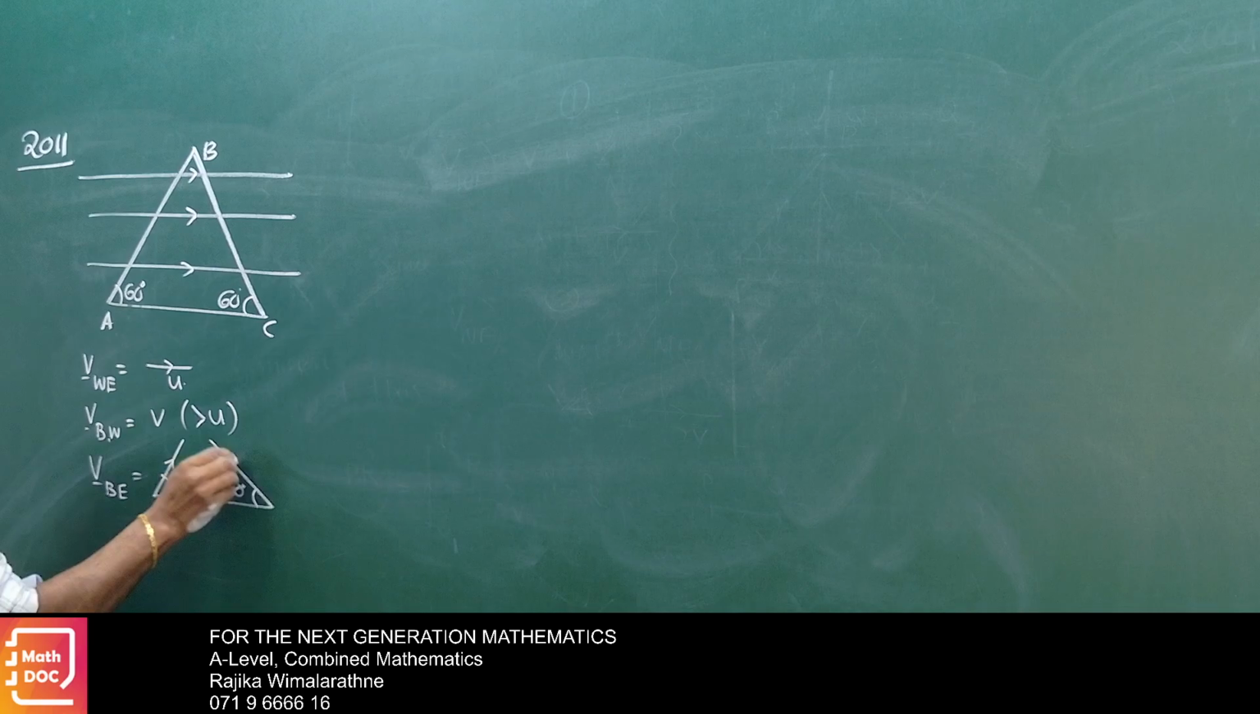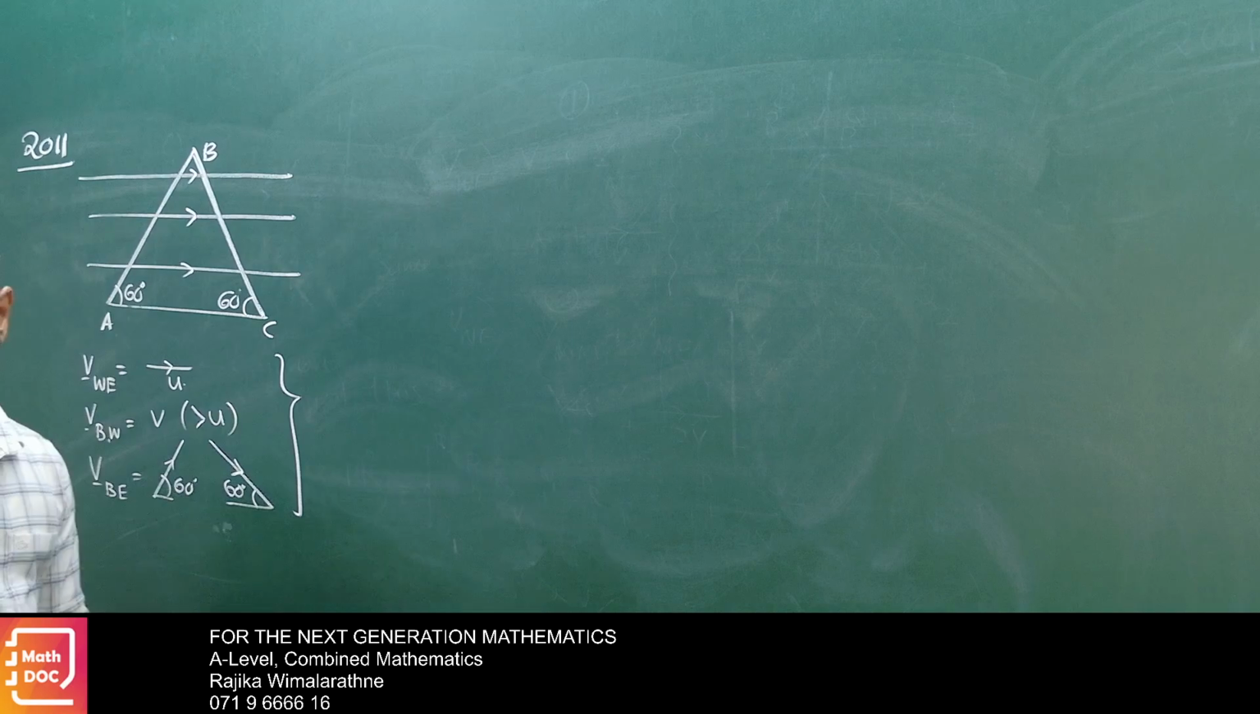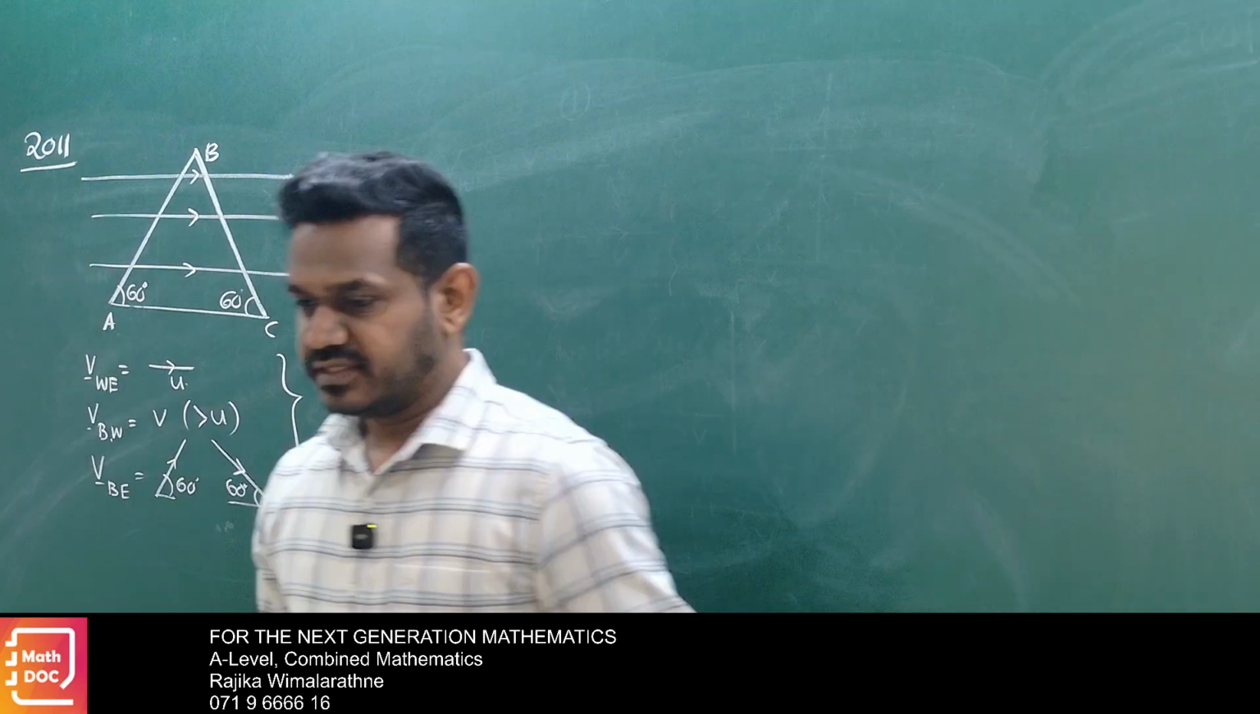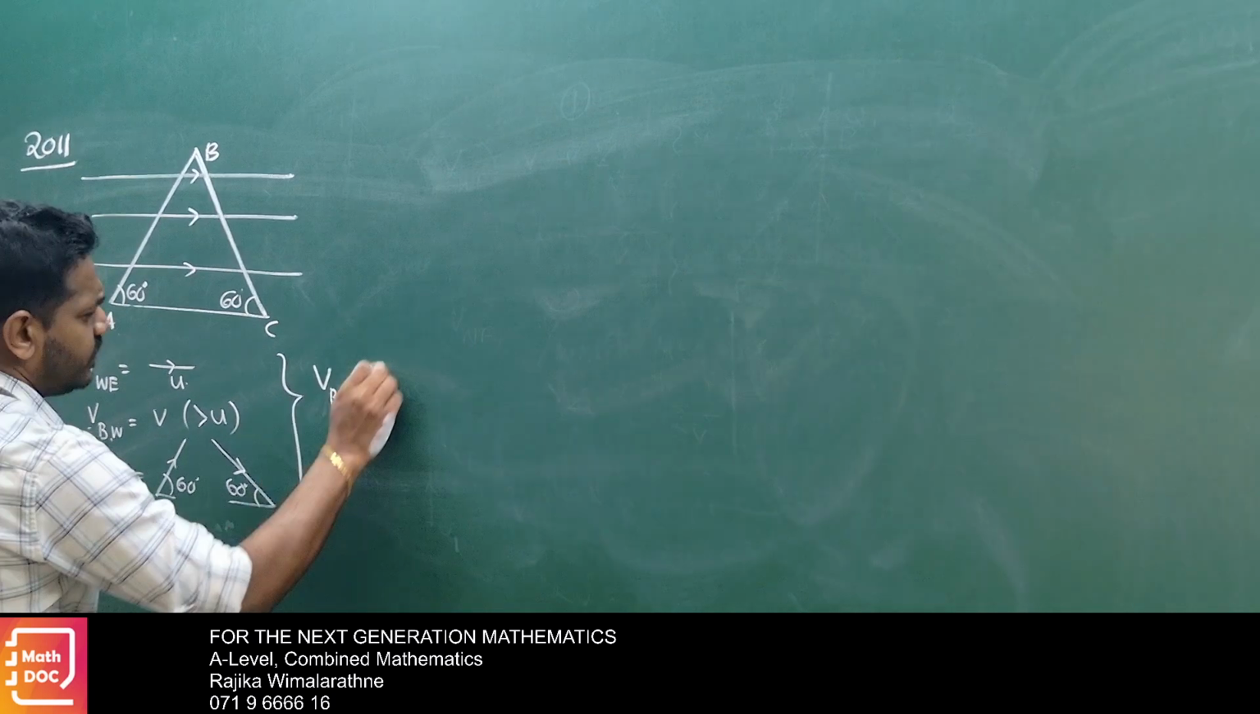Now here we have the data set. It contains only direction known quantity, only magnitude known quantity, and both magnitude and direction known quantity. No? Then you have to subject only direction known quantity first. Subject it. V_BE, V_BW, V_WE.